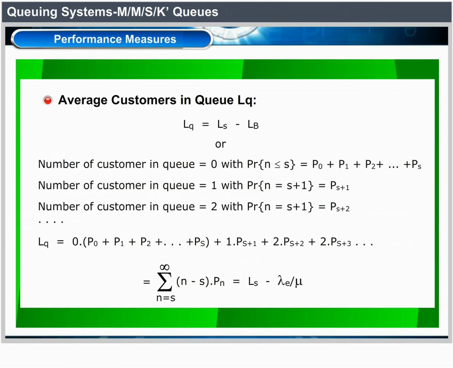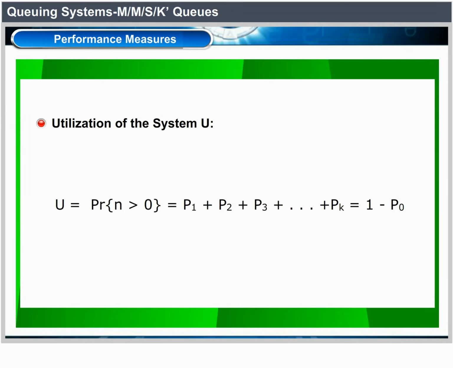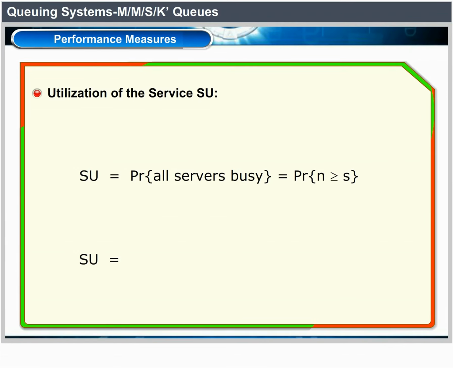Utilization of the system U. U is equal to probability n greater than 0, is equal to P1 plus P2 plus P3 and so on up till P_K, is equal to 1 minus P_0. Utilization of the service SU. SU is equal to probability all servers busy, is equal to probability n greater than or equal to S. SU is equal to 1 minus P_0 plus P_1 plus P_2 and so on up till P_{S minus 1}.